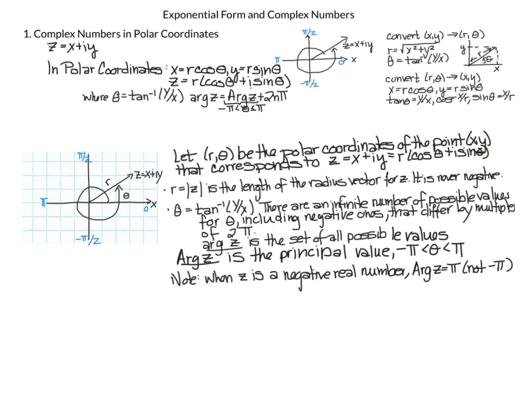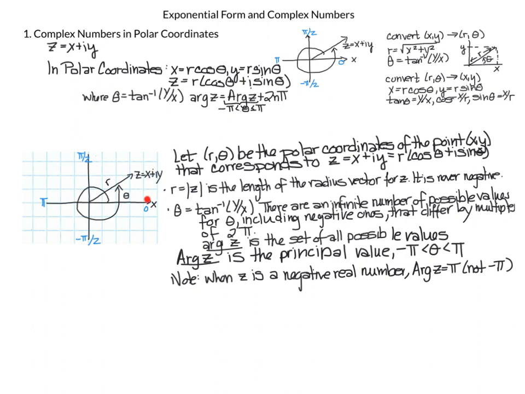Then r, which is the magnitude of z, is the length of the radius vector for z. It is never negative. That's the first point. And then theta, we had alluded to this before, is equal to inverse tangent of y over x. So there are an infinite number of possible values for theta, including negative ones, that differ by multiples of 2 pi. So here arg z is the set of all possible values of theta. And capital Arg z, that's our principal value, and it always varies between negative pi and pi. And so that's the one we're going to express it in.